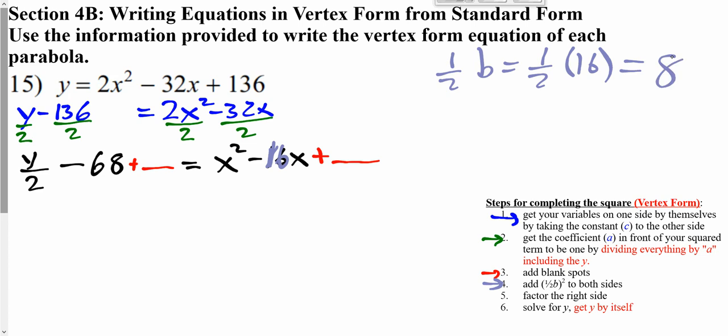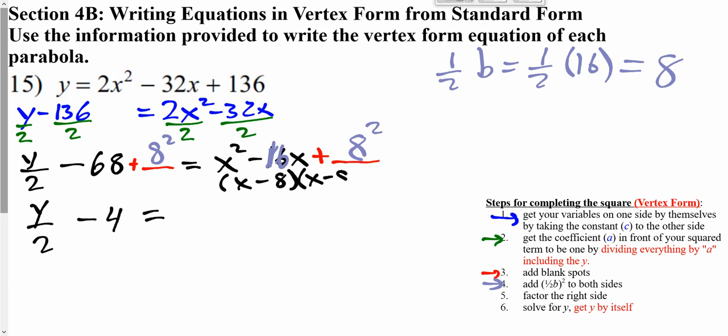So we have to then square it. So we have to take that 8, which is half of b, and then square it. Add it on both sides. So when we simplify the left side, by the way, your negative 68 plus your 8 squared is a minus 4. The right side will factor into an x minus 8 and a second x minus 8. So we could just write the right side as x minus 8 all squared. So that was our factoring.